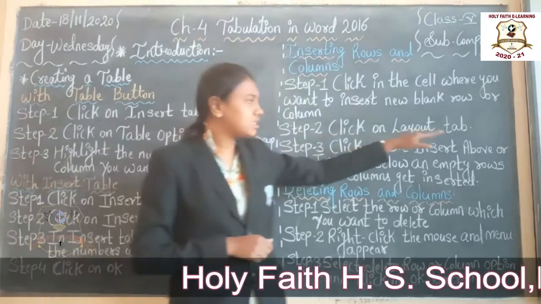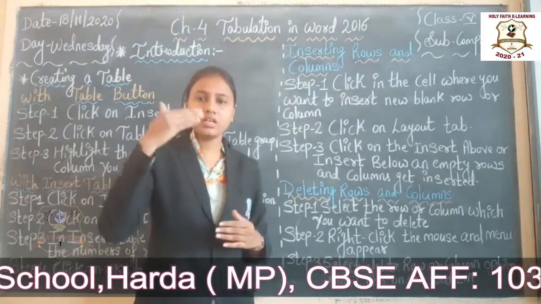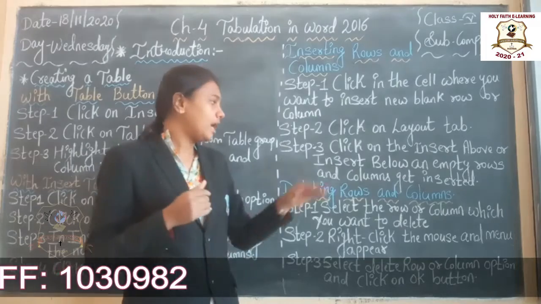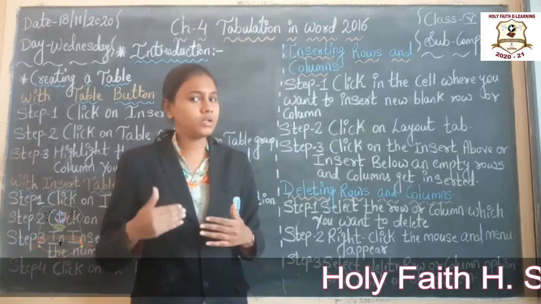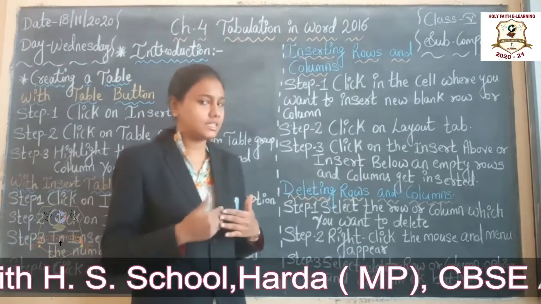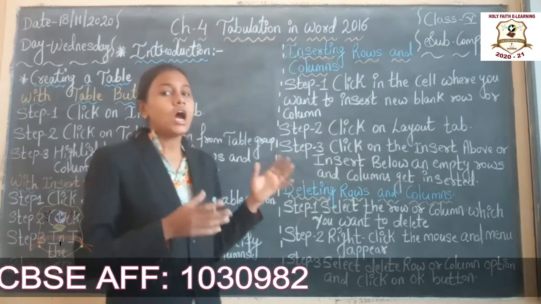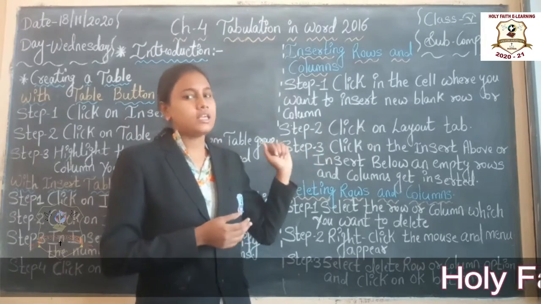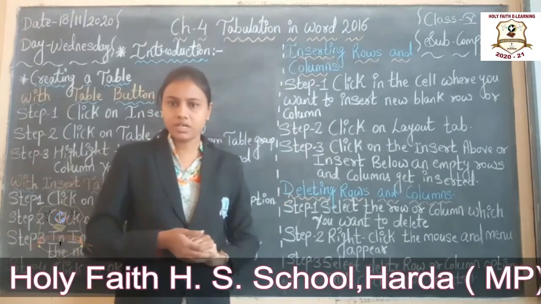If you choose insert above, the rows and column will get inserted above and above. And if you select insert below, the rows and column will get inserted below and below. Empty rows and columns get inserted, and in this way you can insert as many rows and columns as you want. Understood? Yes, so in this way we can insert rows and column in our MS Word.